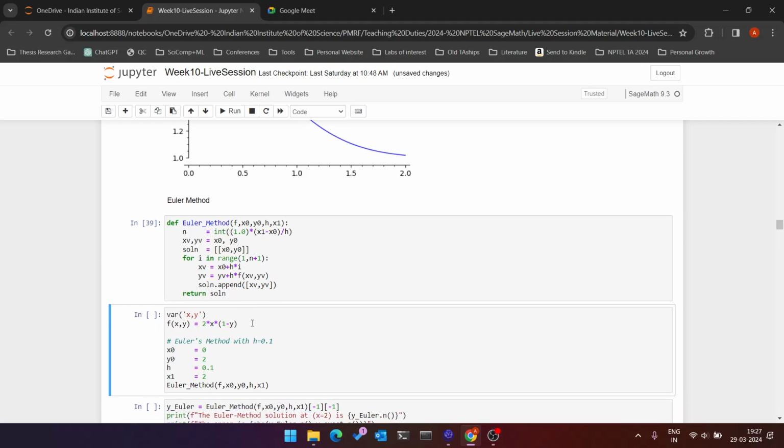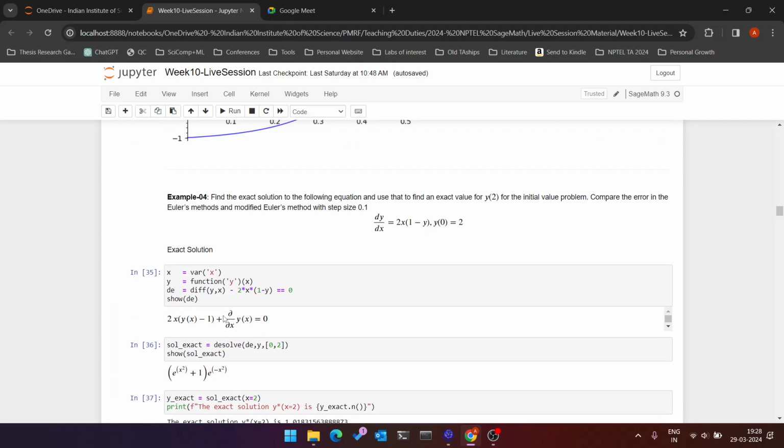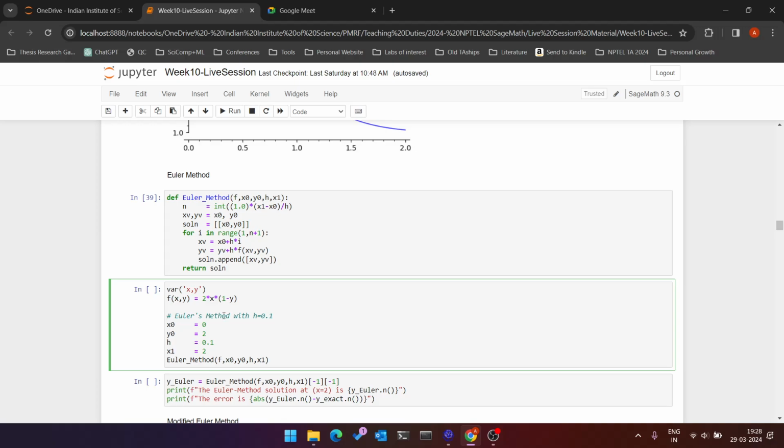Now I'll be using this method below. Again, first specify variables x comma y and then specify the function f of x comma y, which is 2x times (1 minus y). Next, we will be running Euler's method with step size 0.1. The initial x0, y0 are 0 and 2 respectively, step size 0.1, and final value x1 is 2.